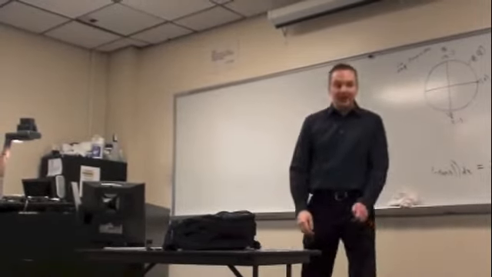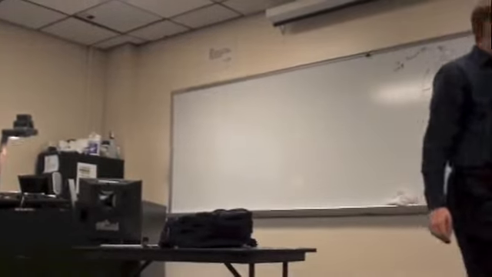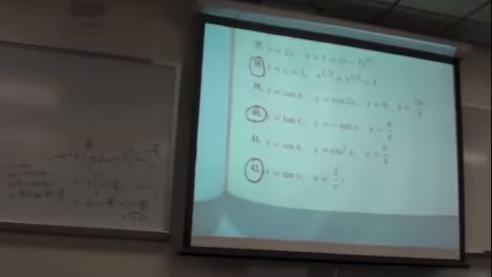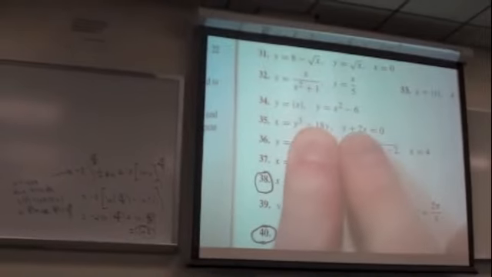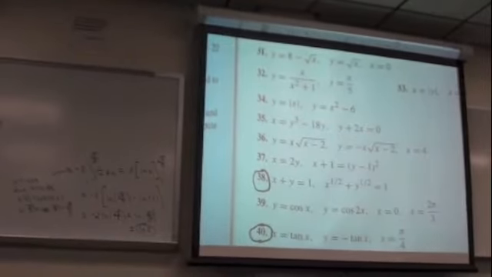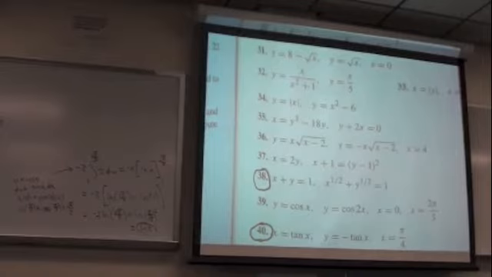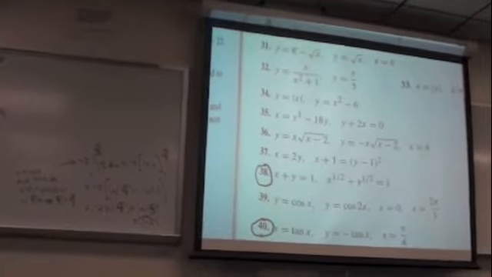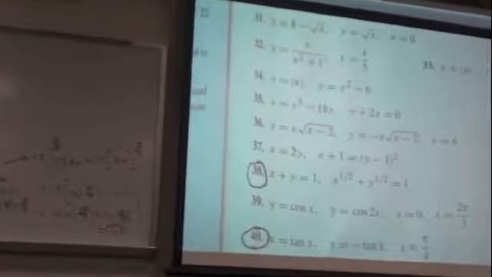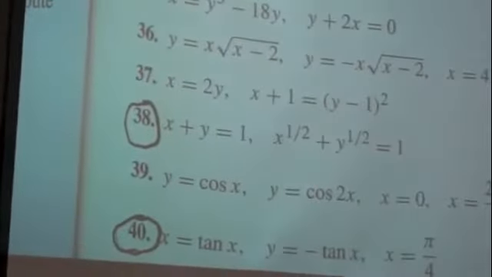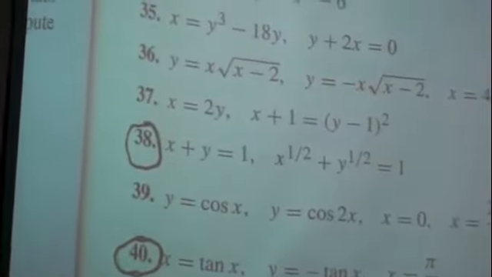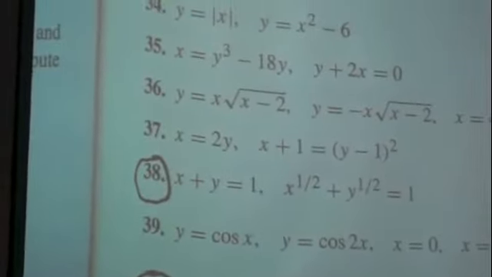Okay, so the last problem. This is one of those, like I did in the homework problems. I think you'll notice when I worked a homework problem like number 35, I took the weak way out and said, yeah, I know it's x equals y cubed minus 18y and y plus 2x is 0, but I'm going to treat it as y equals x cubed minus 18x and x plus 2y is 0. Why did I do that? Because I can.